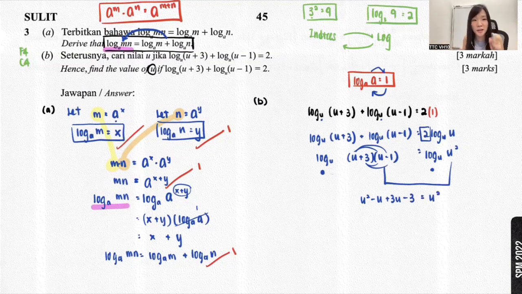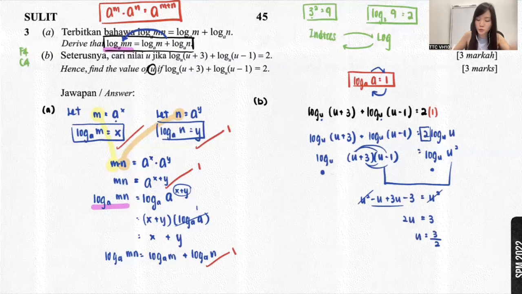Move around so that you're able to get the u answer. U square minus u square, no more u square. Negative u plus 3u, 2u. Minus 3, move it over, plus 3. Times, move it over, divide. Are you guys getting the answer? U is equivalent to 3 over 2, 3 marks.